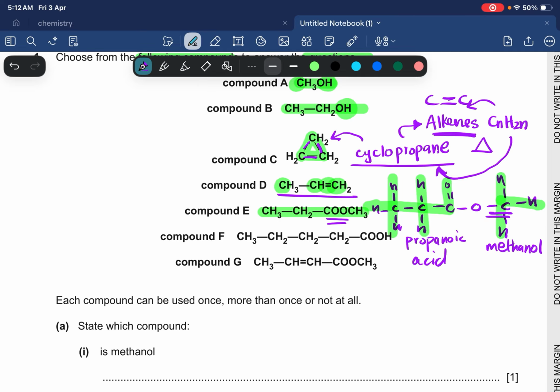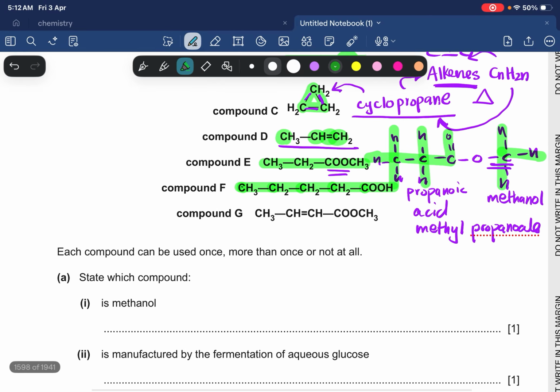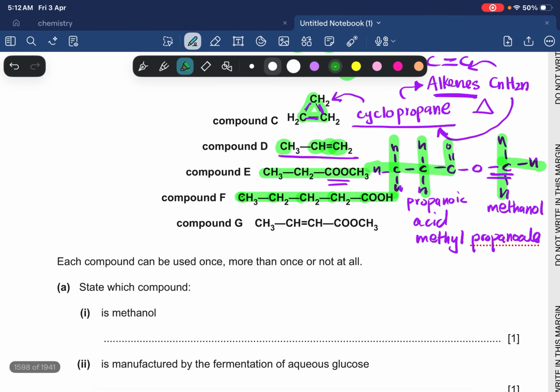So what kind of ester are we dealing with? We're dealing with methyl propanoate. Then we have this entire long acid, which is 1, 2, 3, 4, 5 carbons. So this is pentanoic acid. Then we have this thing which has 1, 2, 3, 4 carbons, and then there's a fifth carbon.